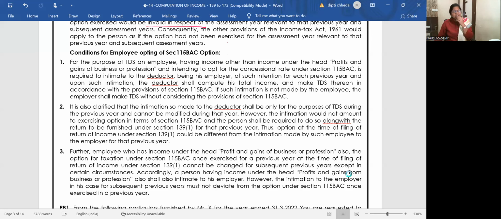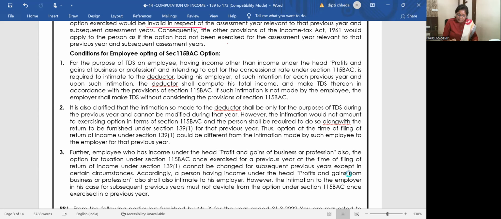But after 12 months are over, in March 2022, now it's time to file the return. And now you're feeling, oh, I told the employer to go for 115 BAC, but that's not beneficial for me; beneficial is routine. Can I change my option? Answer is yes. Because you are not having a business income.